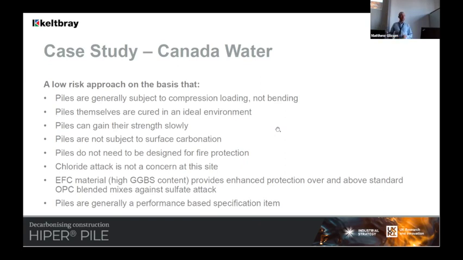Well, we're not bothered about surface carbonation because the things are in the ground. We also don't need to design them for fire because the ground generally doesn't catch fire. And on that particular site, chloride attack wasn't an issue. So we're only really talking about sulfate attack.